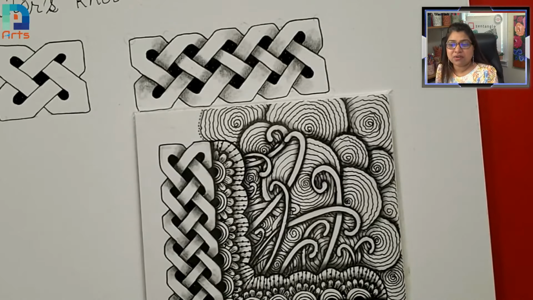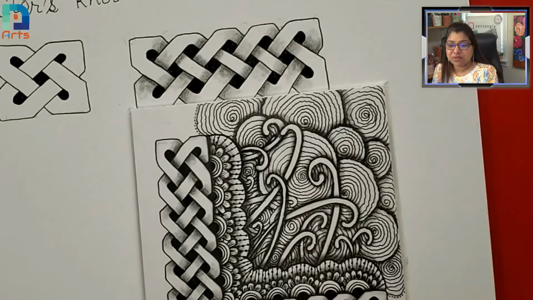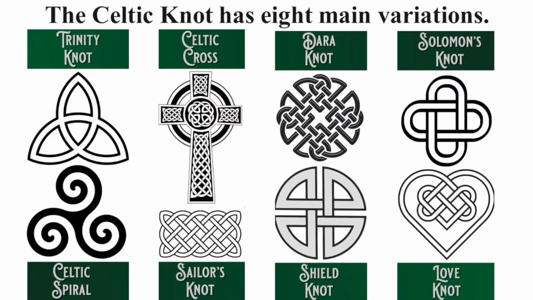So which one is your favorite? The Trinity or the Triquetra? Roberta, like the sailor's one? This one? Okay. I would like to see, please everyone, write down in the chat which one is your favorite Celtic knot. Let me show you all these 8 variations on the screen. You can see which symbol is speaking to you.